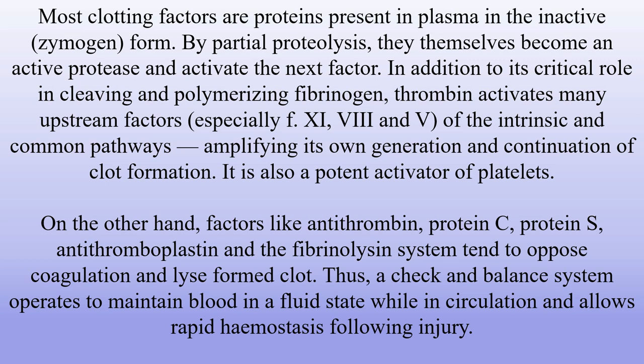In addition to its critical role in cleaving and polymerizing fibrinogen, thrombin activates many upstream factors, especially factors 11, 8, and 5 of the intrinsic and common pathways, amplifying its own generation and continuation of clot formation. It is also a potent activator of platelets. On the other hand, factors like antithrombin, protein C, protein S, antithromboplastin, and the fibrinolysin system tend to oppose coagulation and lyse formed clot. Thus, a check and balance system operates to maintain blood in a fluid state while in circulation and allows rapid hemostasis following injury.